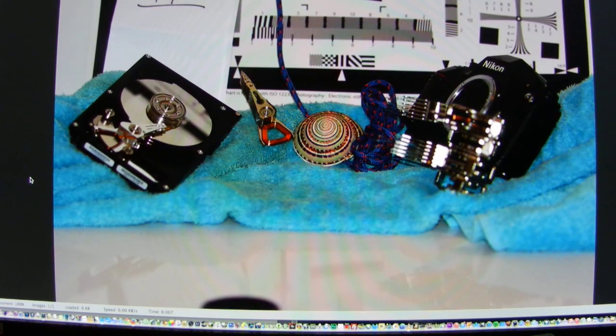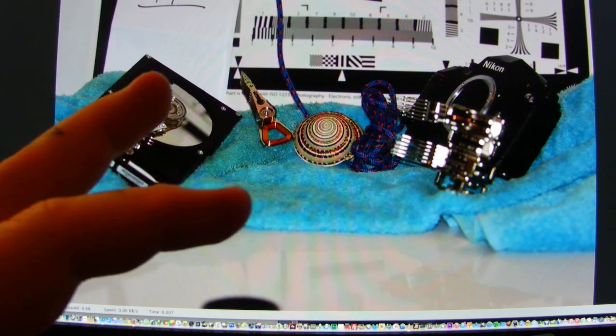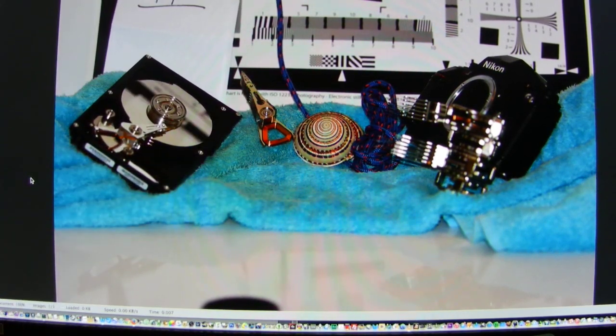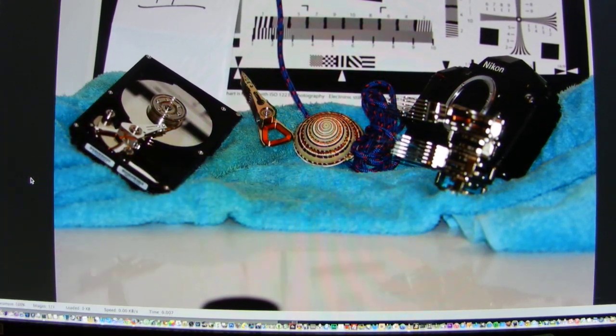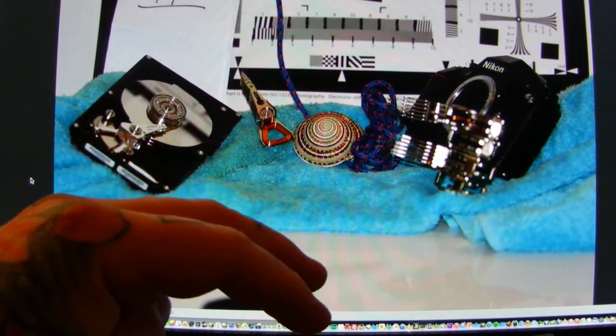Now, they were all shot in manual at 1/250th of a second with flash. They were all shot at either, depending on the test shot, f4 or f2.8. I've got 4 shots below to download.